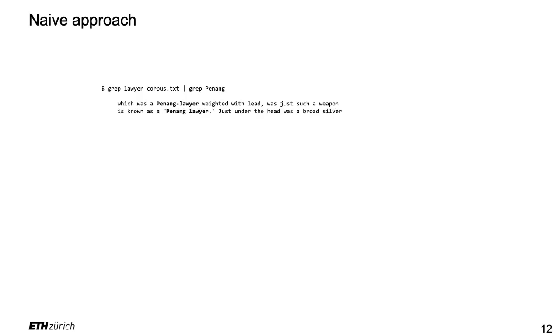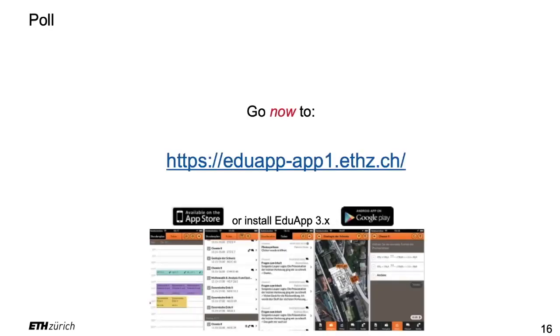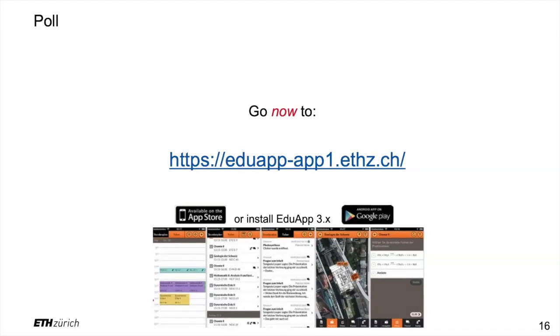An OR is where it starts being more complicated. You can also implement NOT because you have this magic parameter, grep -v, that reverts the whole thing and looks for the lines that do not have the word silver. And this one is the only surviving line. You see, it has Penang, it has lawyer, it does not have silver. So we know how to implement AND and NOT. Now you could think, okay, how do I implement OR? How do I implement more complex queries?